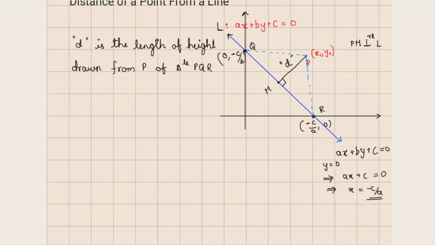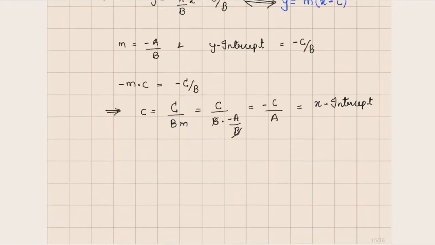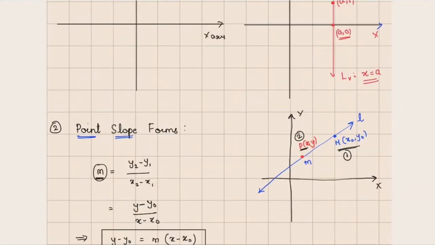How do we find it? We need to find one unknown, which is D. If you observe in the triangle PQR, we know these 3 points because P is given, which is not unknown, and Q and R are also known from the line equation ax + by + c = 0. So these 3 points are known. So we will get the area of the triangle using this formula which we have derived in lecture 1.